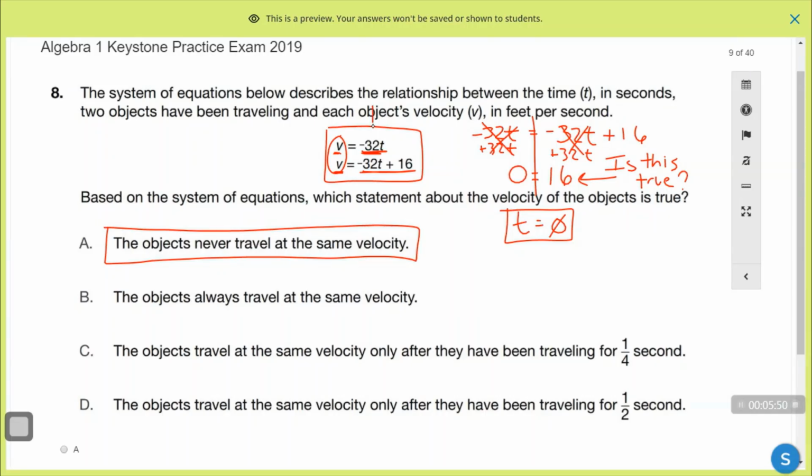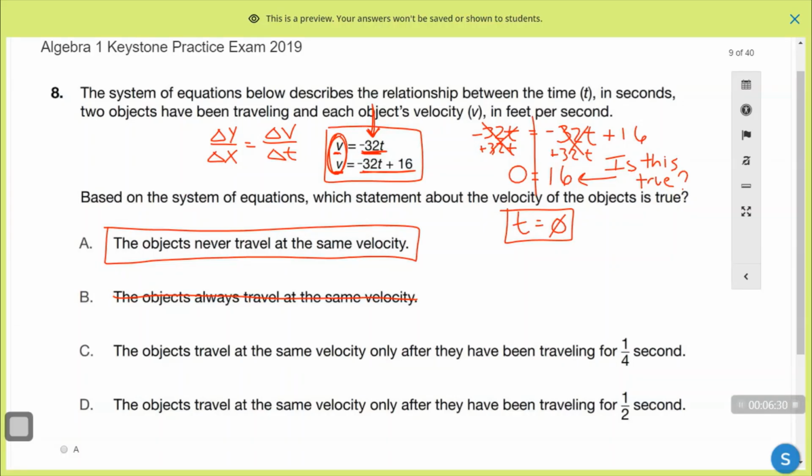You might get confused because you could quickly look at this and think, oh, they both have a slope of negative 32. But that's the change in velocity over time, because we're always looking at our change in y over our change in x as our slope. In other words, our change in velocity over our change in time. So that's basically the acceleration, whatever is happening to change our velocity. Our velocity is v, and the v's will never be equal, so the objects will never travel at the same velocity. The next one, the objects always travel at the same velocity. That one's false, but it's trying to get you into the trap of looking at the slope and thinking the slope represents our velocity here. V represents the velocity.